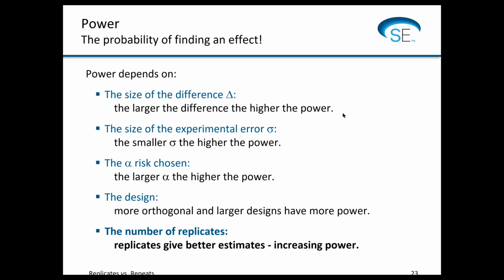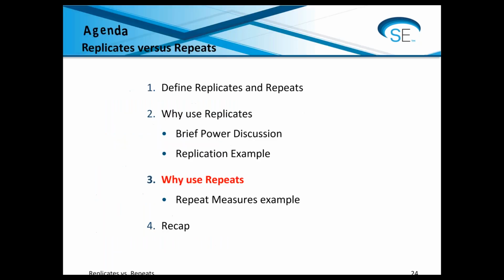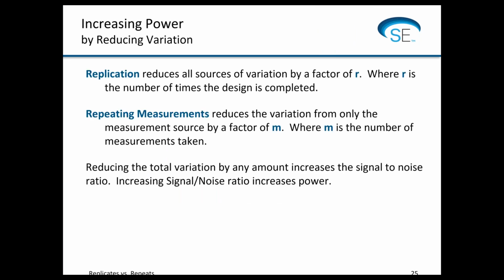And then finally, if you're doing a full factorial, replicating. So replicates give better estimates. By better estimates, it means we were able to decrease the noise, thereby increasing the power. And so we saw that in this experiment, we required 5 replicates to get to where we wanted to be. Okay, so that's replication. Now, what about repeats? Why would we want to repeat measures? Okay, so let's first talk about a repeat.